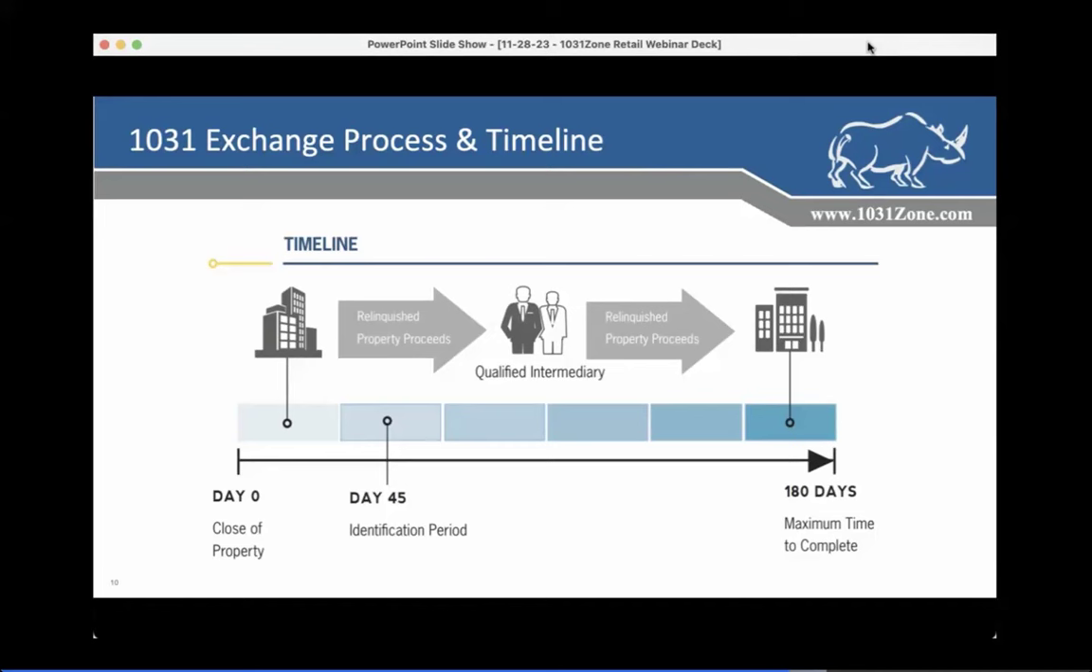Let's say you do decide to do a 1031. Let's say you do decide to sell a property. You get a buyer, you get a closing date. And let's say that closing date, I'm just going to pick a random date, is December 1st. Okay, closing date December 1st.